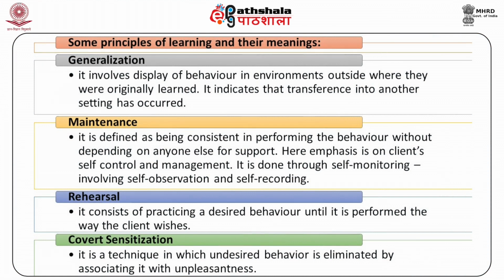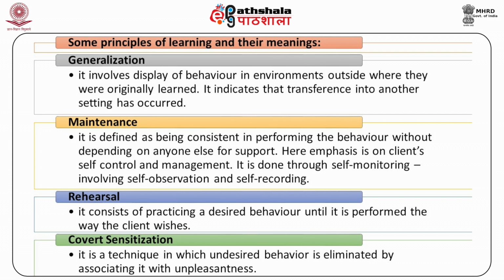First, generalization. It involves a display of behavior in environments outside where it was originally learned, for example, at home, at work. It indicates that transference into another setting has occurred. Coming on to the second principle, maintenance. It is defined as being consistent in performing the behavior without depending on anyone else for support. Here the emphasis is on the client's self-control and management. It is done through self-monitoring, involving self-observation, that is requiring a person to notice particular behaviors he or she does, and self-recording, that focuses on recording of particular behaviors.